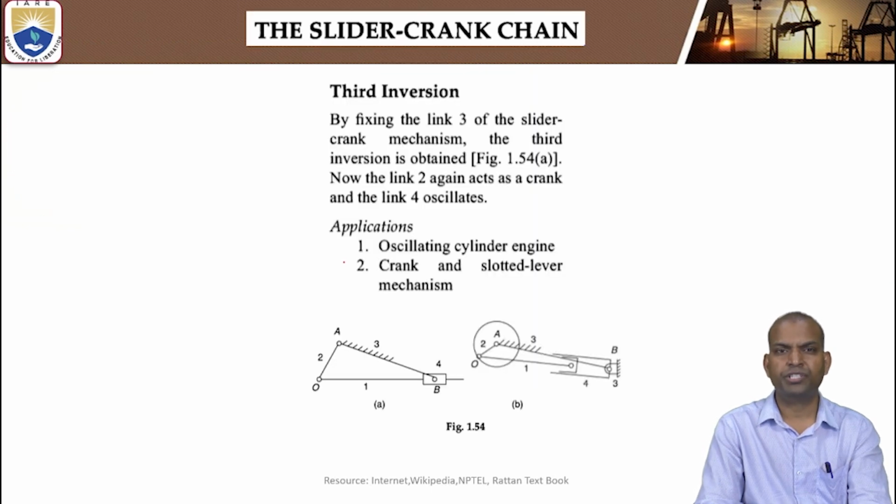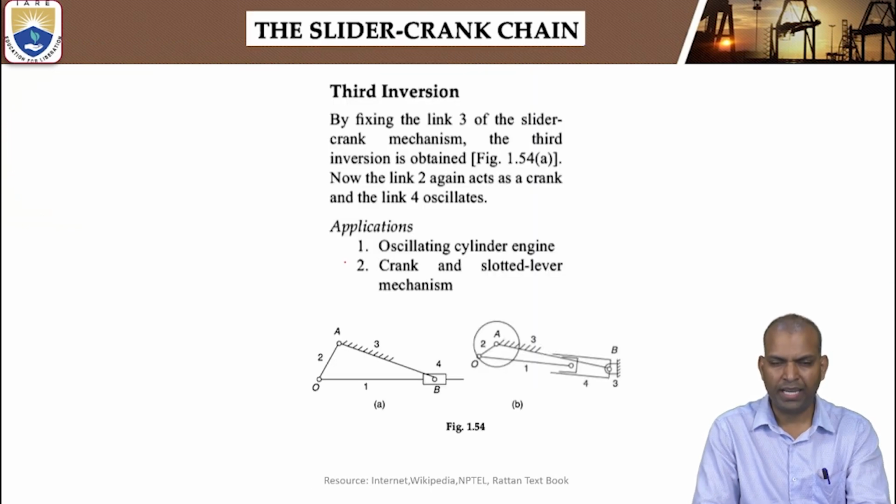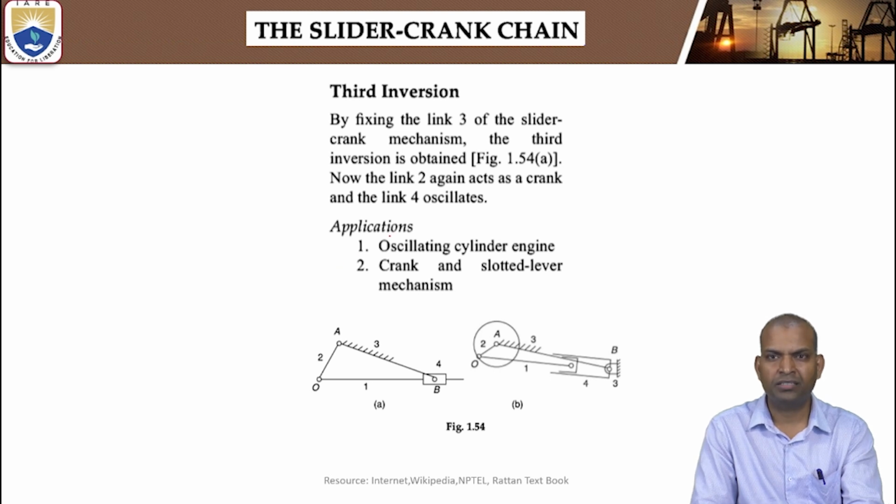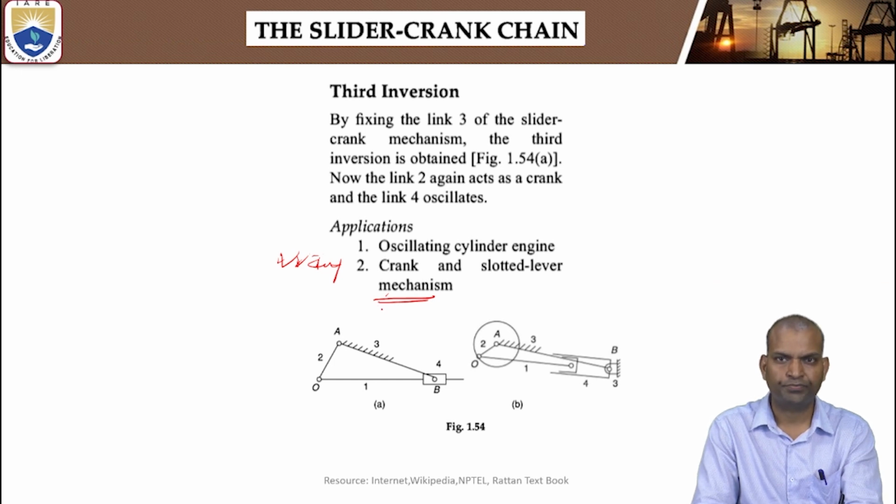Next, what is the third inversion? The third inversion is obtained by fixing link 3 of a single slider crank chain. What are the applications? Again, there are two applications. Number 1, oscillating cylinder engine, and number 2, crank and slotted lever mechanism. This lever mechanism is very important for daily application, especially in shaping machines. And it is very important from the examination point of view also.